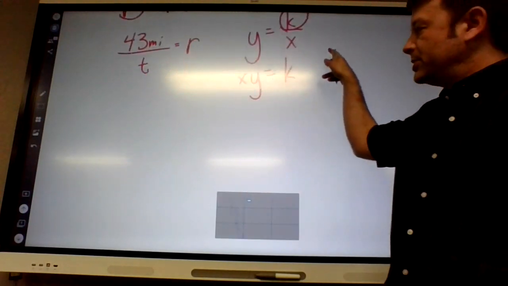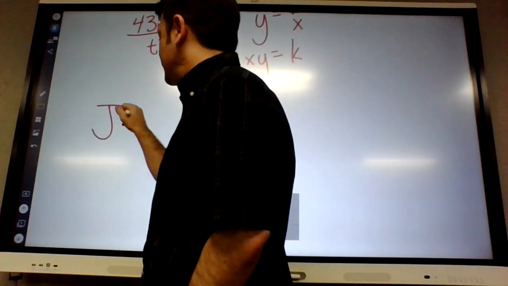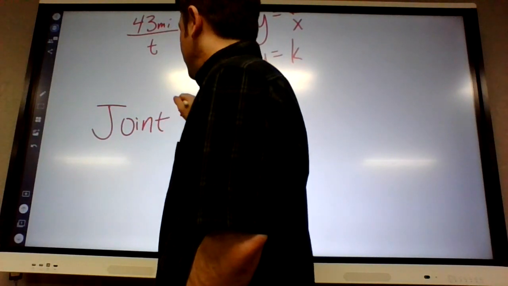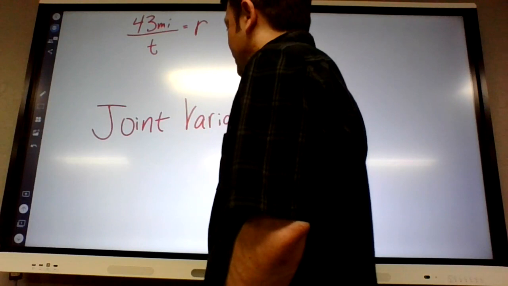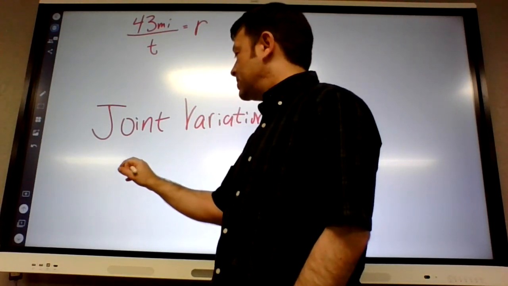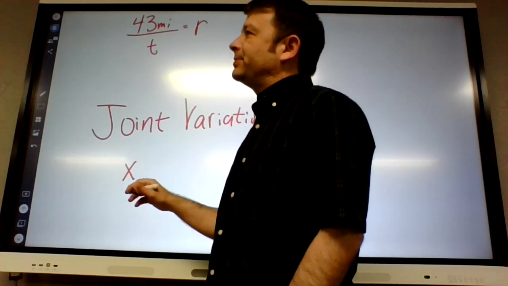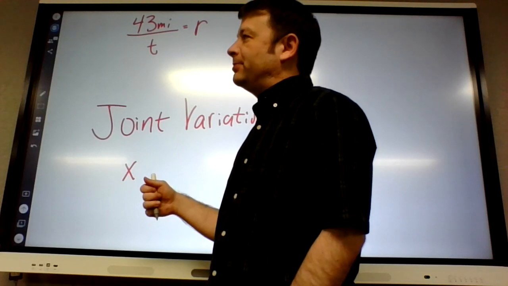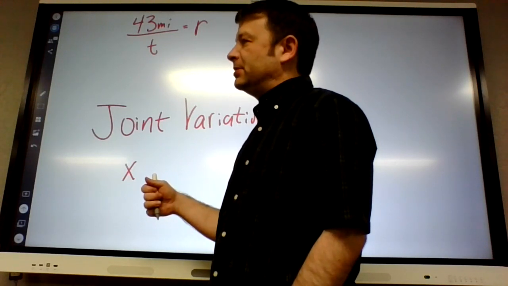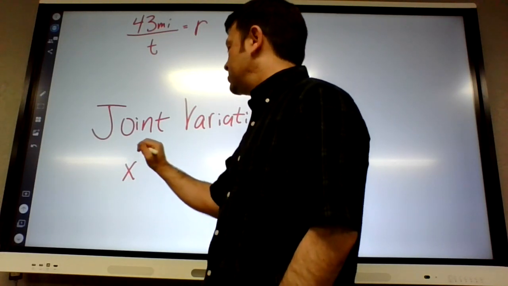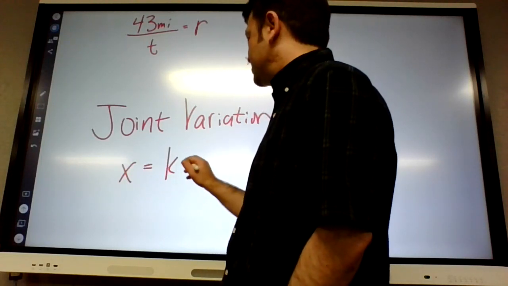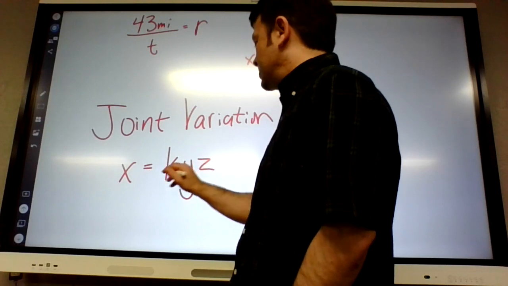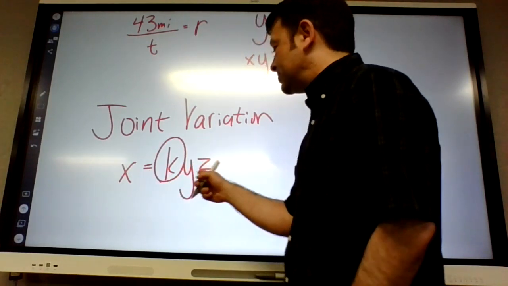And then the last one is called joint variation, and all that means is one variable is dependent on two other variables. So it's harder to think of an example. I could think of a geometry example that would be very good. It usually looks something like x equals k times yz. So this is some constant, but there's just two variables over here.